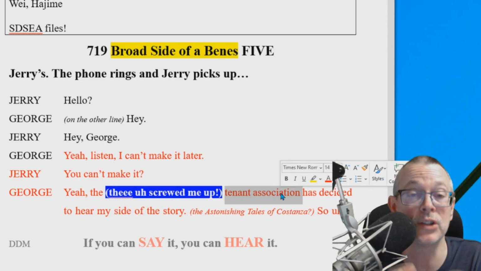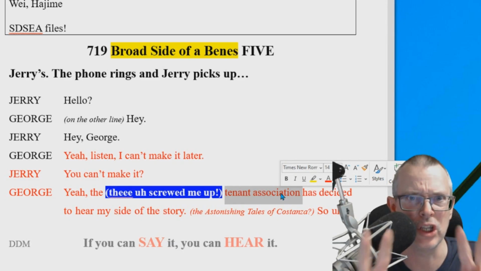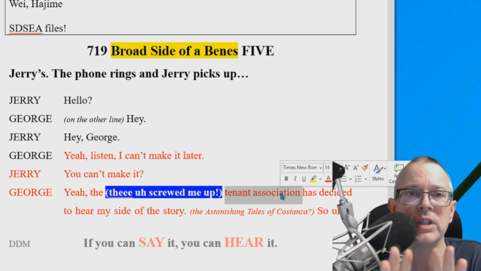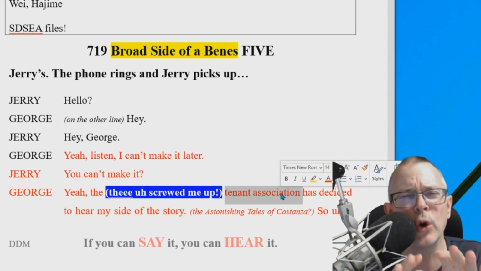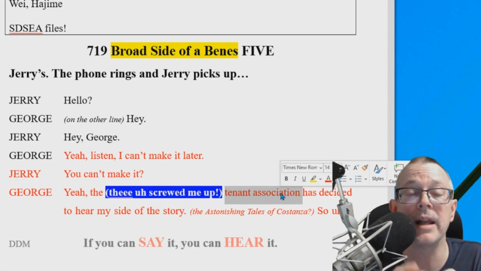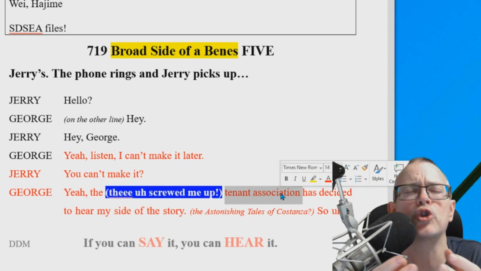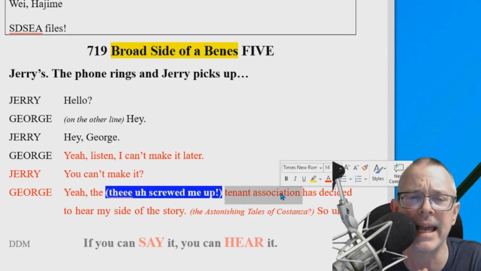So the tenant association, they're the government of the apartment building. Not all buildings have it, but some do. The tenant association decided, wow, George is still young. He can get a nice apartment later. This old man has experienced a terrible thing. Let's let him have the nice apartment. So they gave it to him because of his tragic, terrible, sad story.